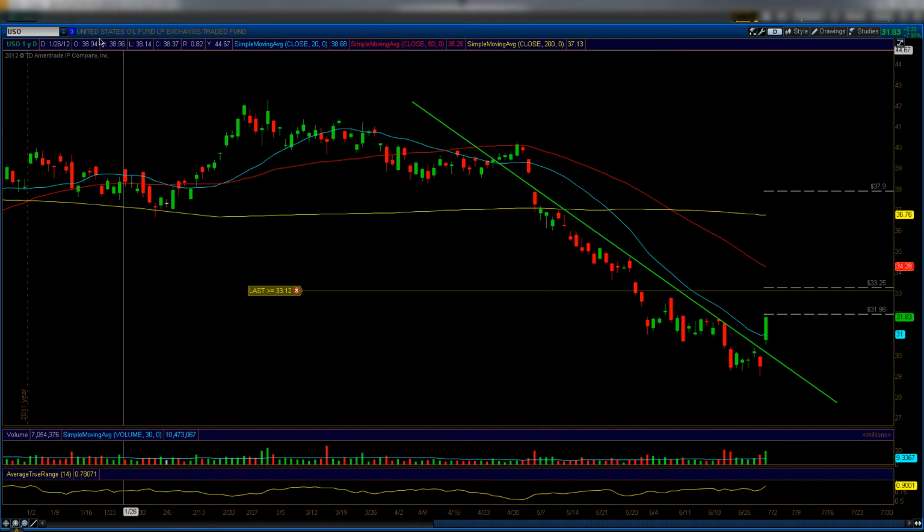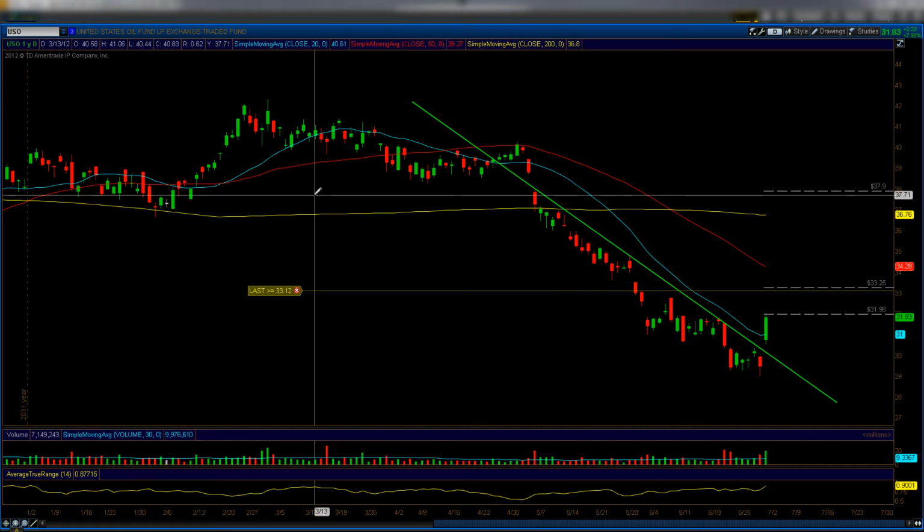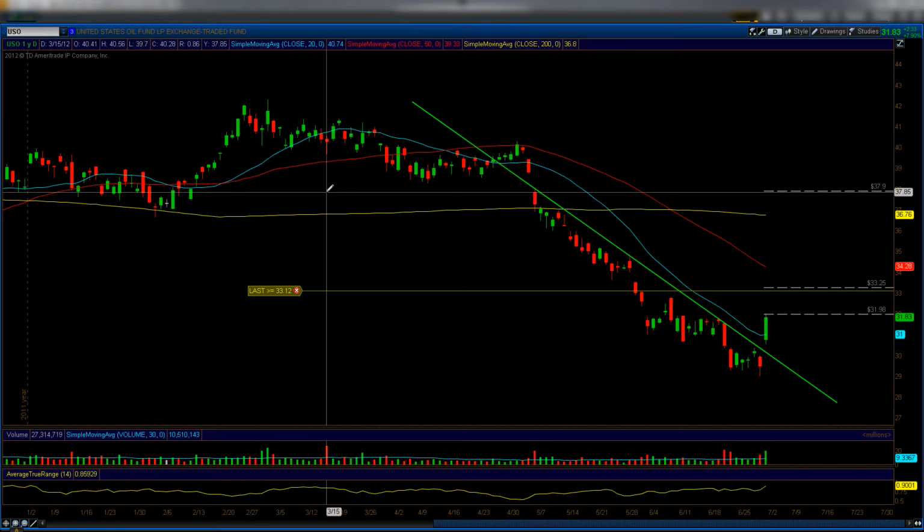Again, the reason why I'm looking for short trades is because we're still in a downtrend, and nothing's telling me otherwise. So you've got to go with the trend, right? Your trend is your friend. If you go against the trend, it's a counter-trend trade, and you're taking a higher risk.